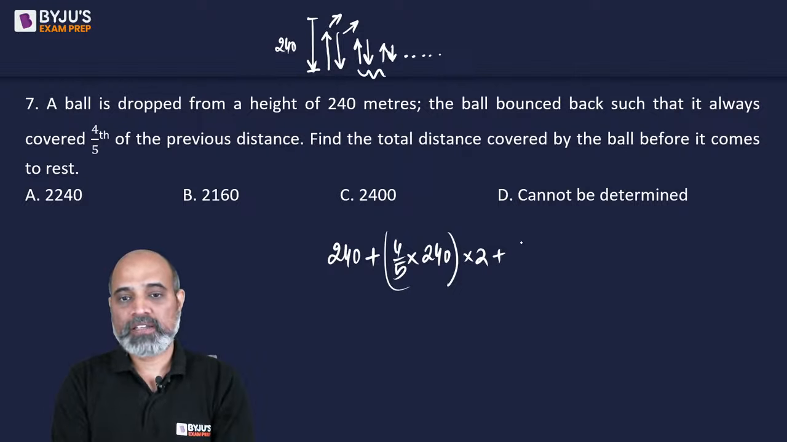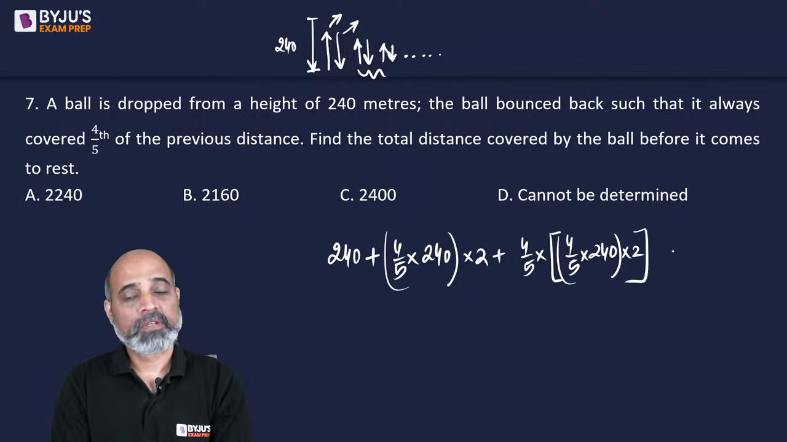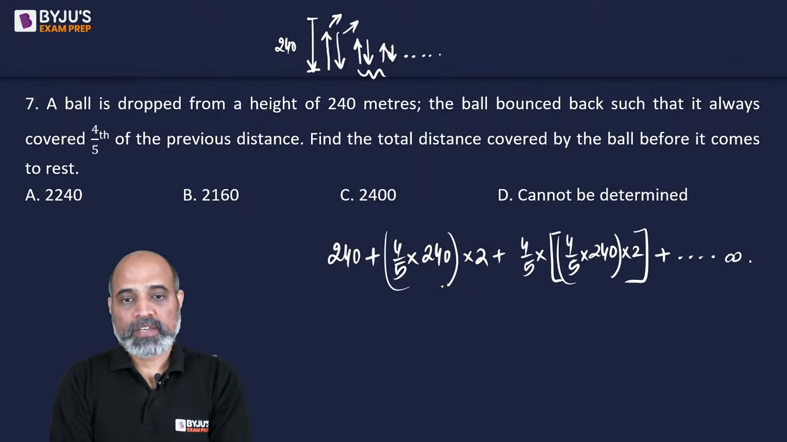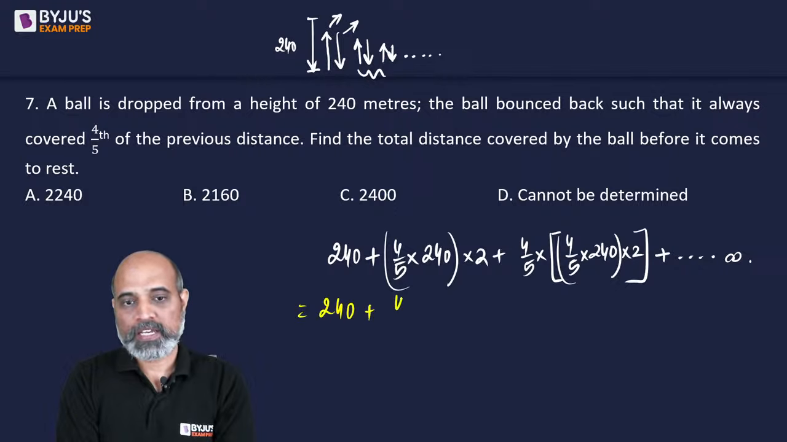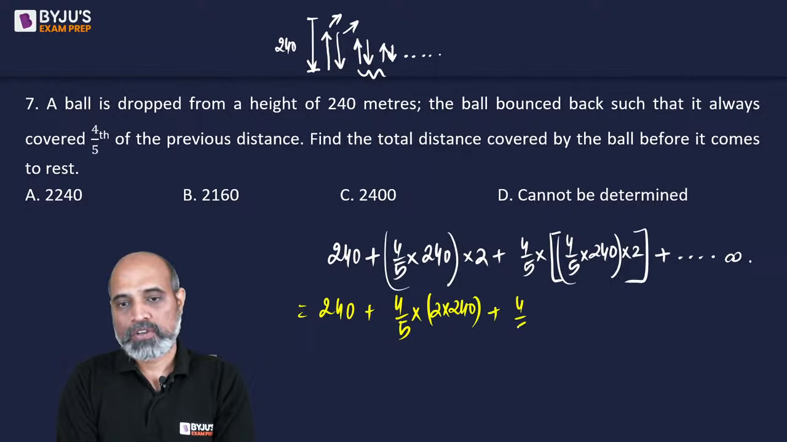फिर से अगली बार this is going to be 4/5 of the previous value. फिर अगली बार भी ऐसे ही होगा. And how many times is this going to happen? This is going to happen infinite times, right? So, if you pay attention, this will look like 240 plus 4/5 of 2 times 240 plus 4/5 का square into 2 times 240, and this will continue.